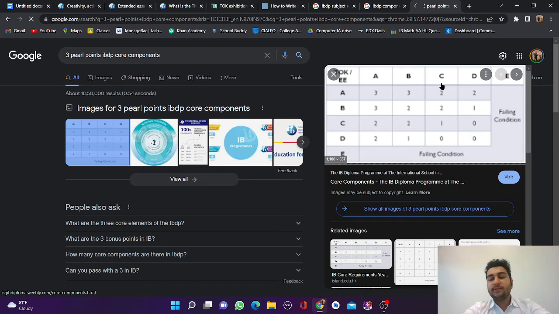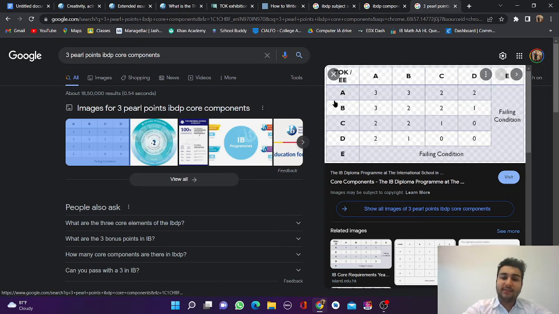So yeah, the CAS does not contribute as much. You just have to pass in CAS, but the TOK and extended essay contribute heavily to the core points. So if you get an A in TOK and an A in extended essay, you get 3 core points, which add to your subject grade and make the IBDP score out of 45.